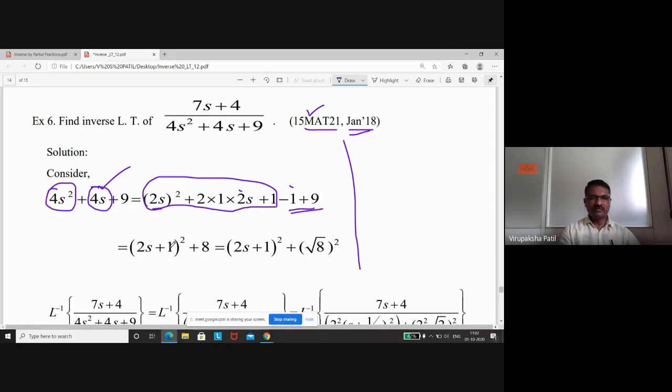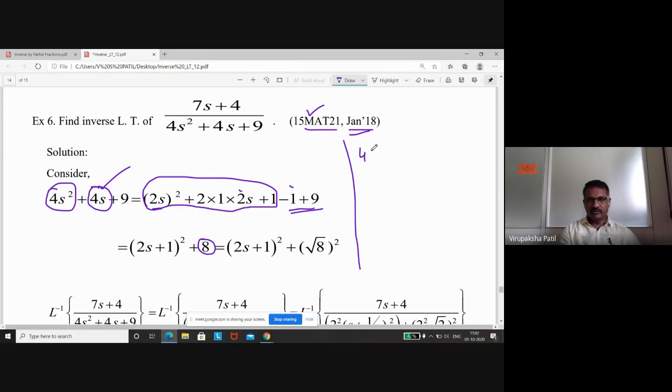So this is already in the form. See, we'll think of this 2 later. The s coefficient should be 1, so afterwards we'll take that common. But before that I'll write this one as 2s plus 1 whole square. Then this should be in the square form, so I'll write this one as root 8 whole square. This is one method. Another method is what they will do.